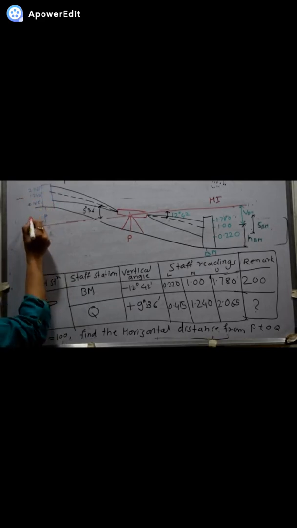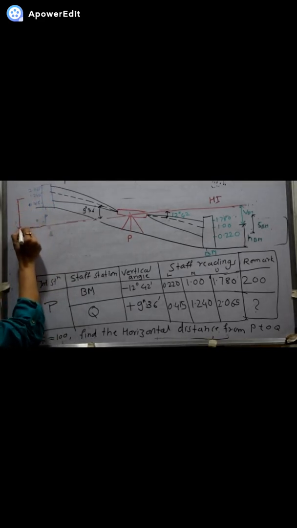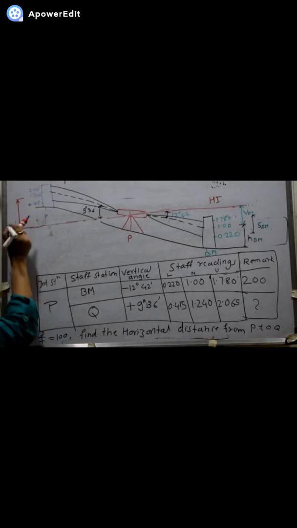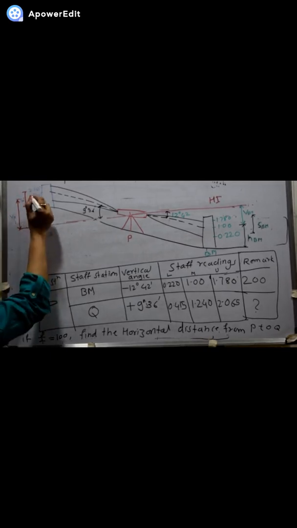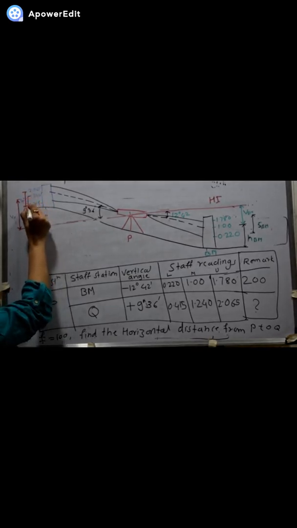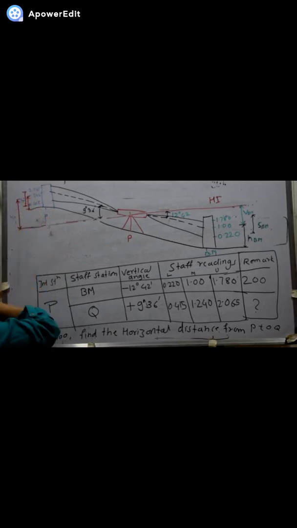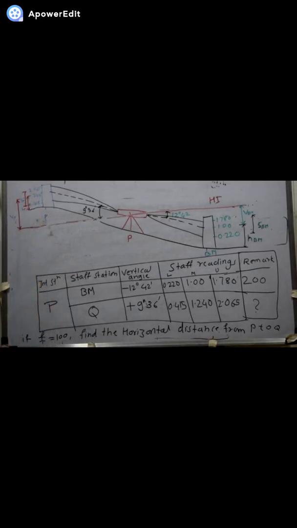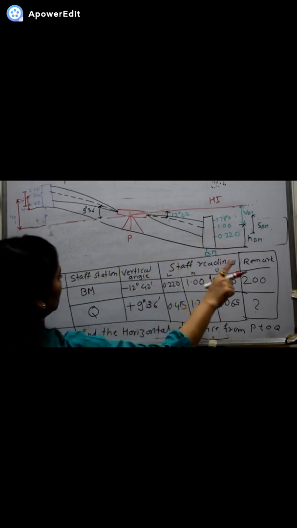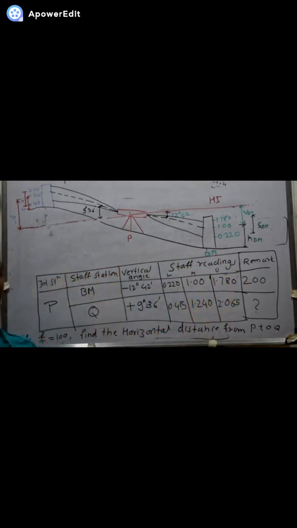From here to the middle hair reading, this is V of P. The lower, the bottom hair reading, this is S of P, and from the middle hair reading to the base, this is H of P. So with this, whatever they have given in the problem, we have written.